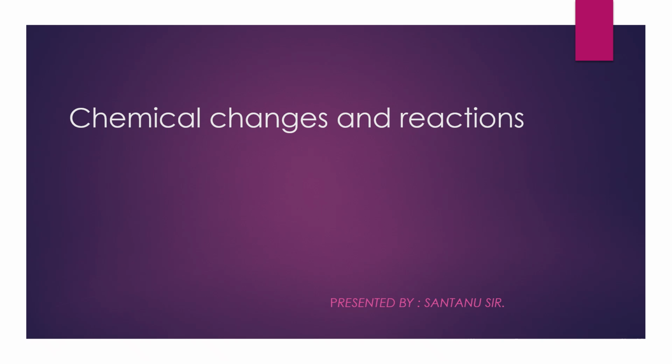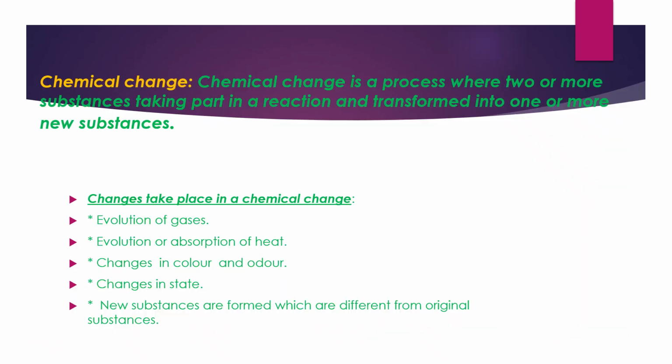So today we are going to start a new chapter, that is chemical changes and reactions. So what is a chemical change? A chemical change is a process where two or more substances taking part in a reaction are transformed into one or more new substances. That means two or more elements or substances, when they take part, are called reactants, and in the new formation, two or more products may be formed.